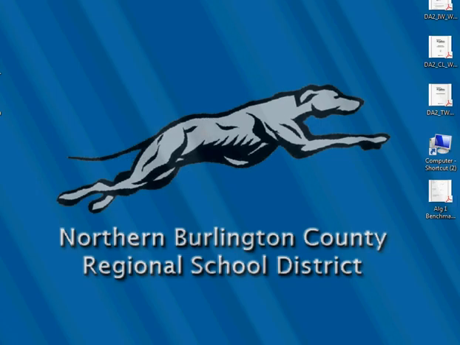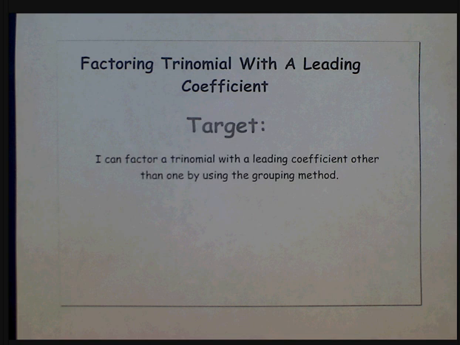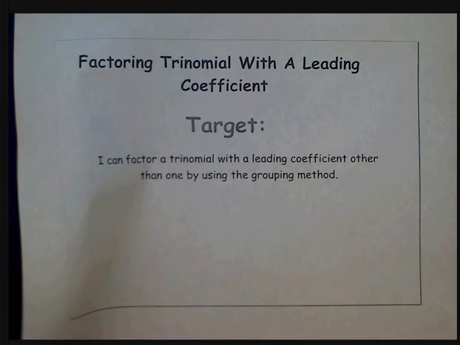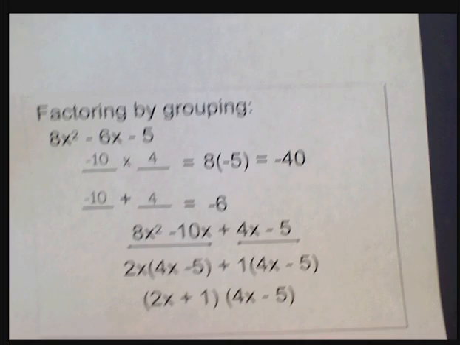Alright, today we are going to factor a trinomial with a leading coefficient other than 1. So our target is: I can factor a trinomial with a leading coefficient other than 1 by using the grouping method. So here's one example that is already worked out for you.